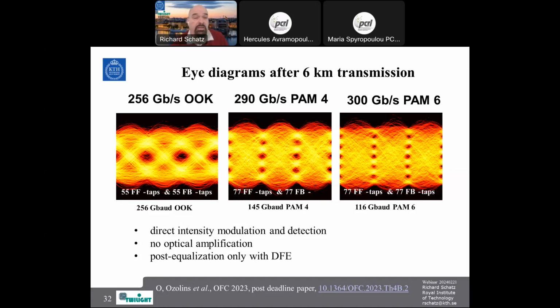So here you see the eye diagrams for on-off keying, for PAM4, and PAM6. I want to stress that although we didn't have any optical amplification, we had post-equalization here with DFE. So quite many taps were used to get a good response, because even if the laser handles these high frequencies, the modulation response is not flat, and hence it gives intersymbol interference that we then need to correct by having digital processing afterwards.